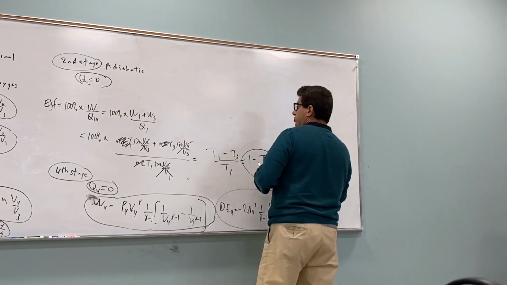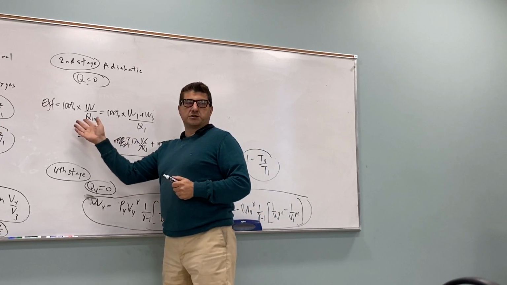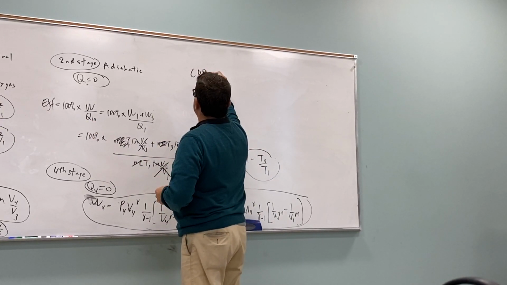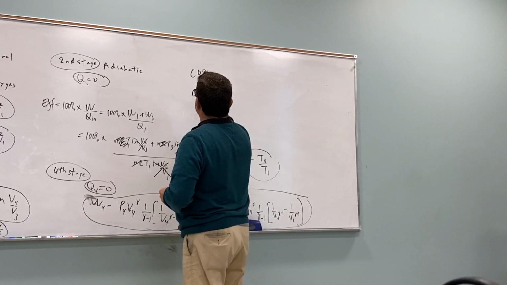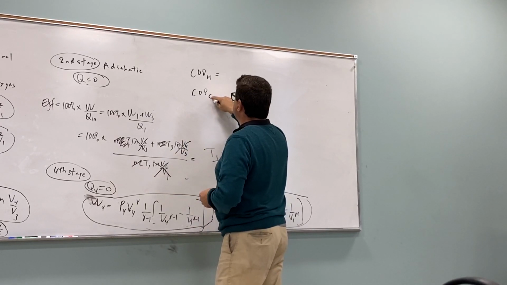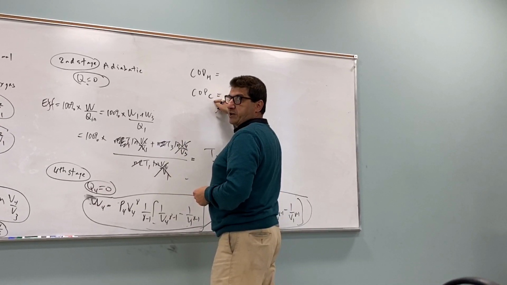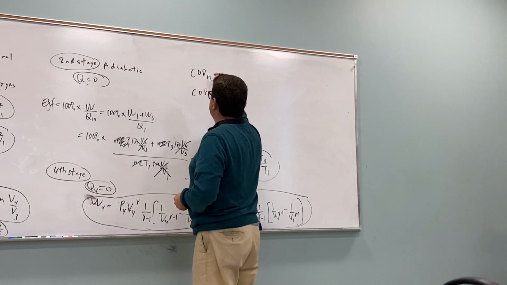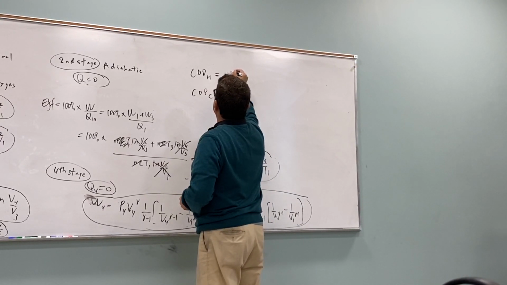So once you're able to derive the equation for the work, what's the coefficient of performance in the heating mode? And what's the coefficient of performance in the cooling mode? This is the heater, this is the refrigerator. Cooling mode is the refrigerator, and the heating mode is the heater. So that would be what? What was the equation?